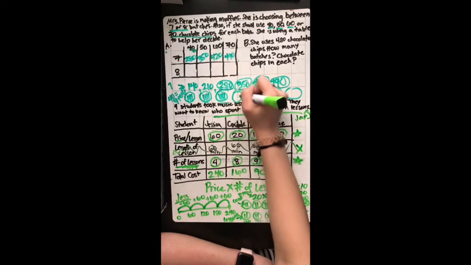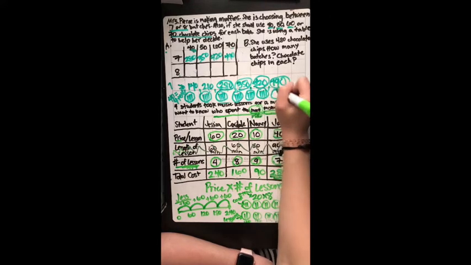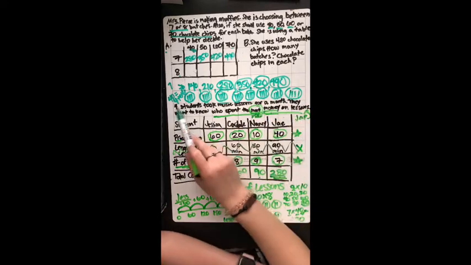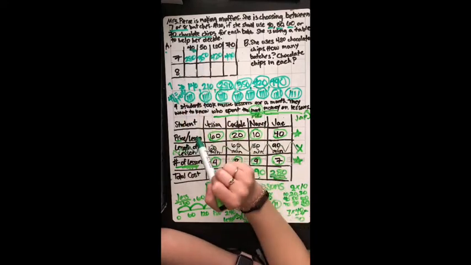Now I'm just going to go back and I'm going to count by 10s as I count my 10s rods to see what 8 times 40 is.